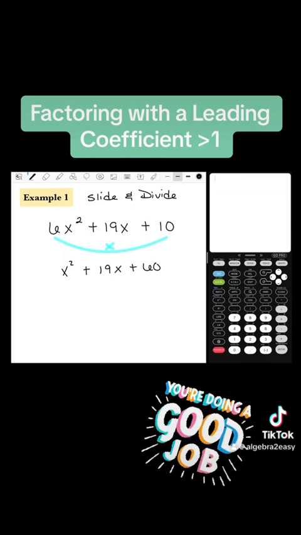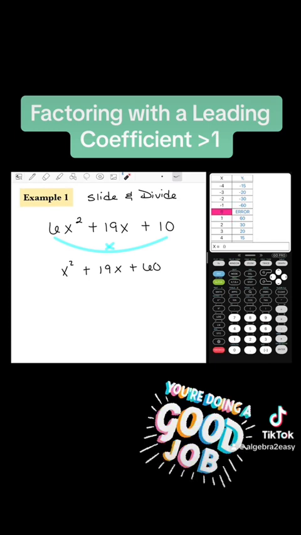Now, we're going to use the method we learned yesterday about using our calculator to find the factors that multiply to give me 60, but add to give me 19. So we're going to go in our calculator and go to y equals, and type in our new c value, 60, and divide by x. Then if we go to our table, we have all the different values that multiply to give me 60.